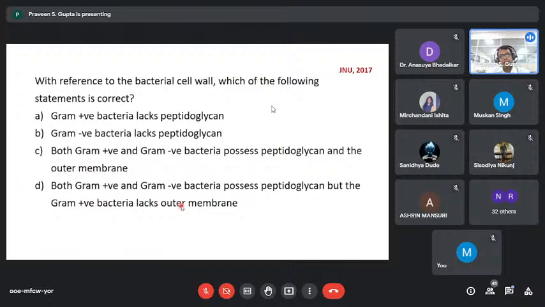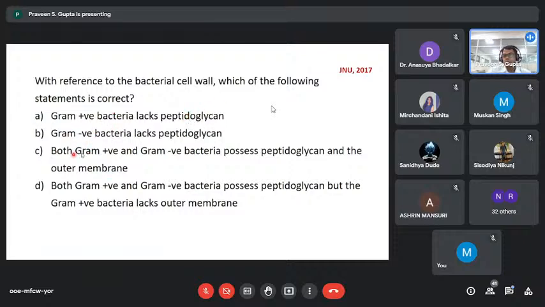Then come to the next one. Again, some questions are asked on the basis of the cell wall. One of the questions asked in JNU in 2017 is: with reference to the bacterial cell wall, which of the following statements is correct? You may solve this question, but I'm also solving it parallelly. That the gram-positive bacteria lacks peptidoglycan layer. This is wrong. Of course, the peptidoglycan layer is present in both. So A and B are wrong.